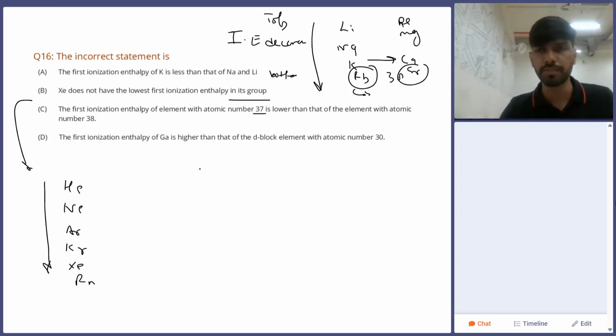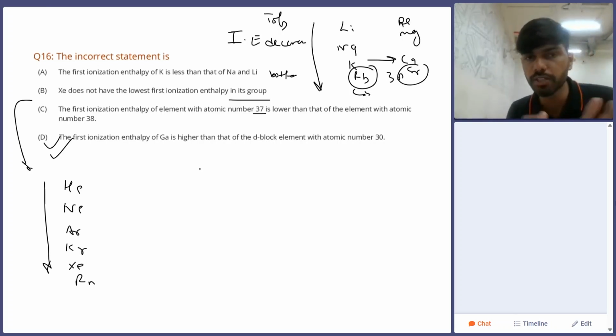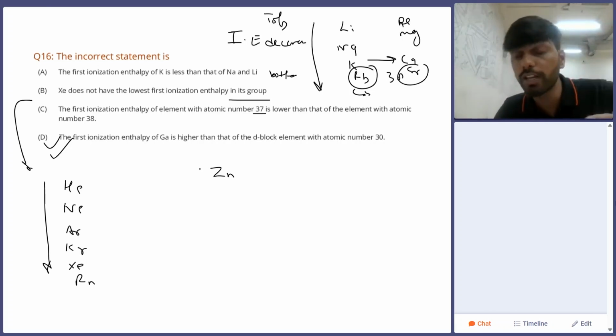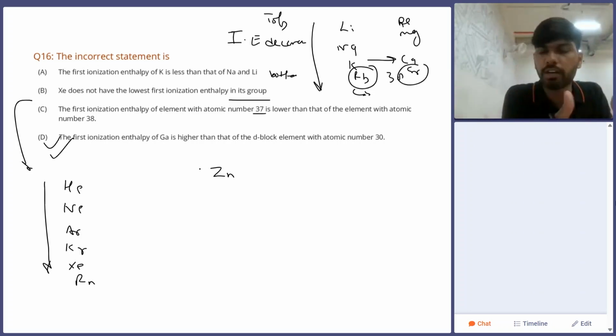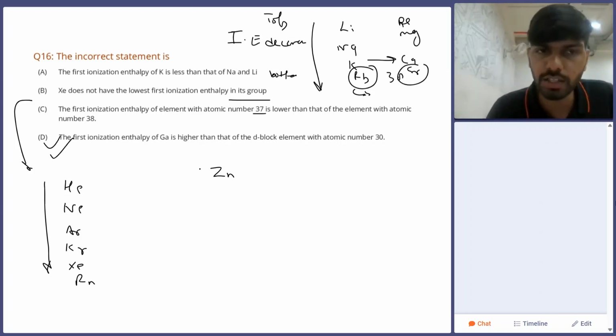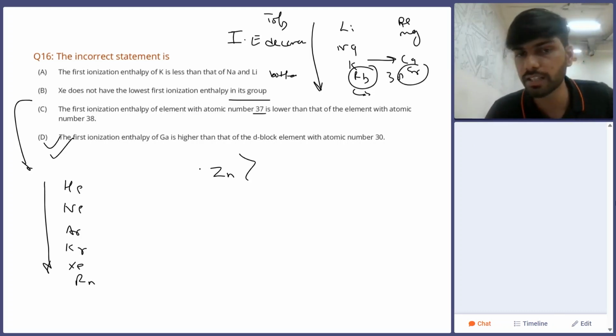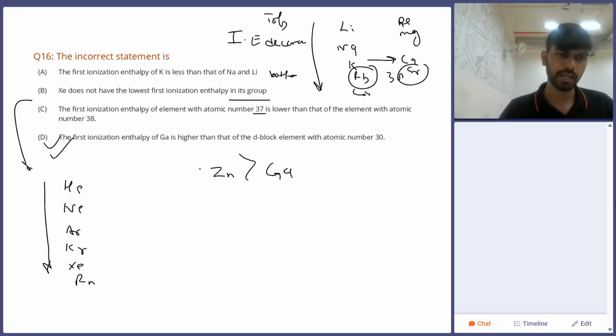Now the last option is definitely the incorrect option, because the first ionization enthalpy of gallium is higher. How come? Because zinc is there now, and zinc has fully filled orbitals. If you remember, half filled and fully filled conditions affect the ionization enthalpy. If something is fully filled or half filled, then ionization enthalpy is higher. Okay. And that's the reason option D is incorrect. Zinc is greater than gallium. Okay. So this is the answer for this question.